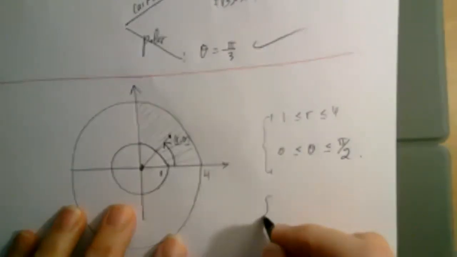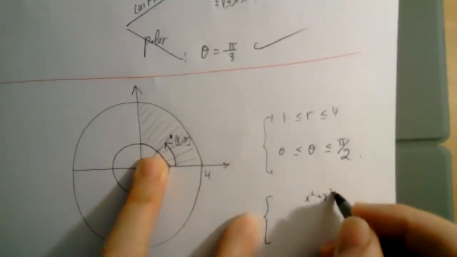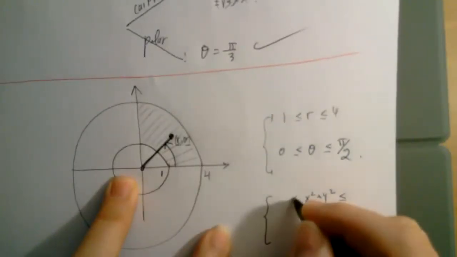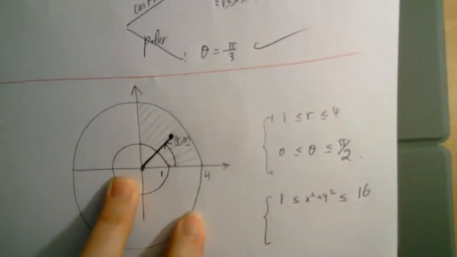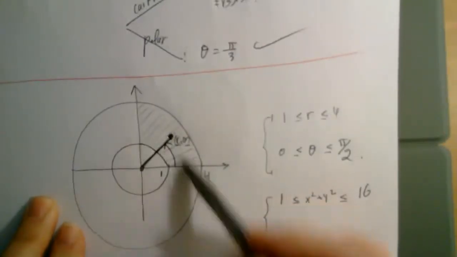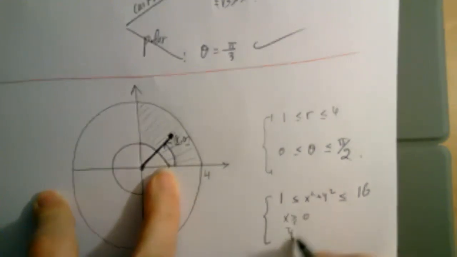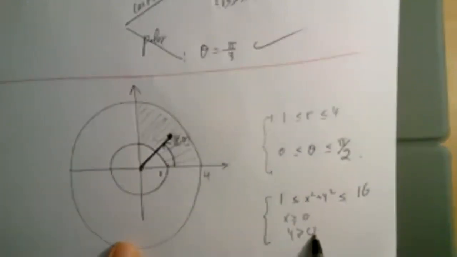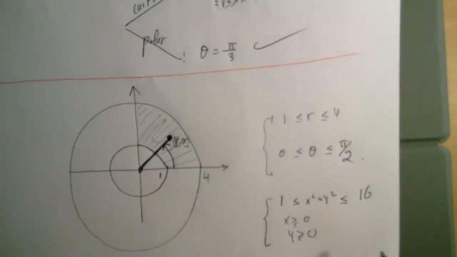If I want to describe it using Cartesian, I'm going to say that x squared plus y squared, which means the distance from here to here, has to be between 1 and 16. That's the distance. But that's not enough. This will only characterize all the points in this ring. And then I also have to say x positive and y positive to characterize this. So in Cartesian, I need this explanation. In polar, I need this kind of specification.